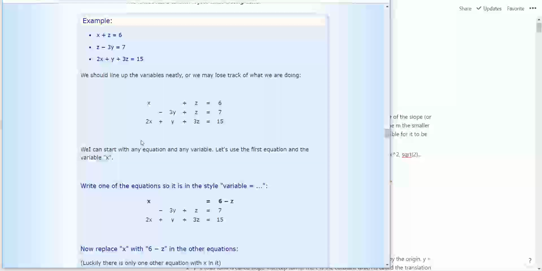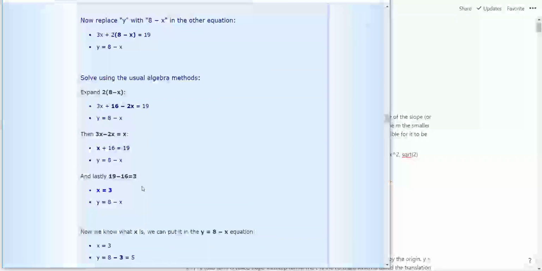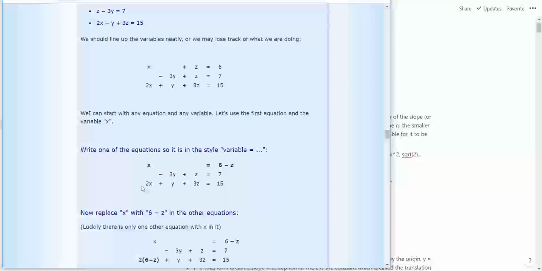We can start with any equation and any variable. Let's use the first equation and the variable x. Write one of them. Wait, we're still doing the substitution, not the elimination. So in this case, we could use any one of the equations. Write it in the style of a variable, okay? In the other equations, all of them. Luckily, there's only one other equation with an x. Otherwise, we should apply it to all of them.